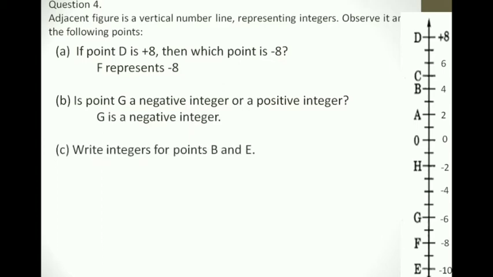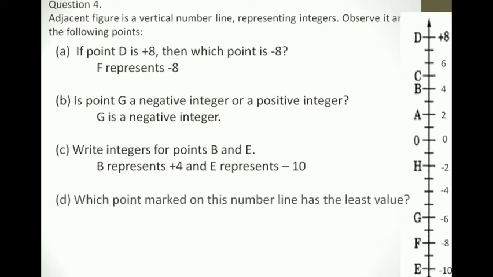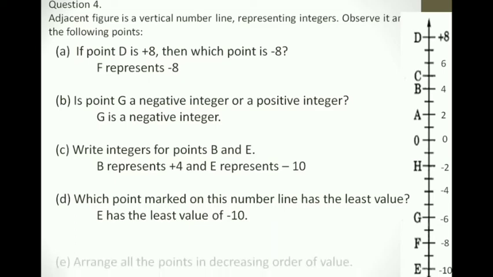Write integer for points B and E. Look at here, where is B? B indicates positive 4 and E indicates negative 10. Which point marked on this number line has the least value? Which one is the least value? Negative numbers are always less than the positive numbers. So the least value is negative 10 because it is at the downside.